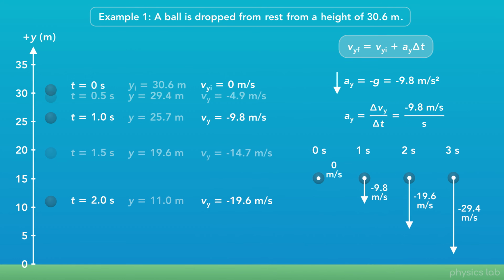If we line up the velocity vectors at each second, we can see how they change over time. That change between each second is the acceleration. The velocity vector increases in magnitude, or length, by 9.8 meters per second every second.